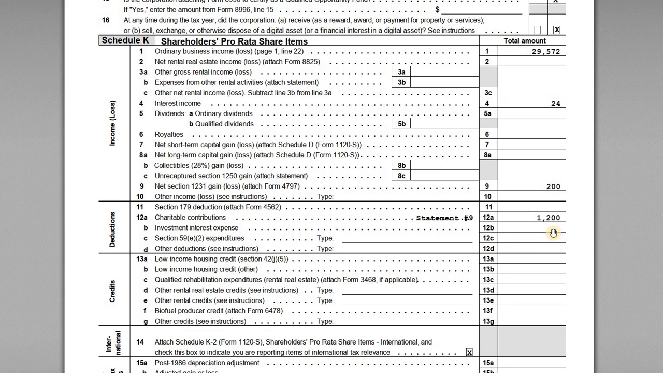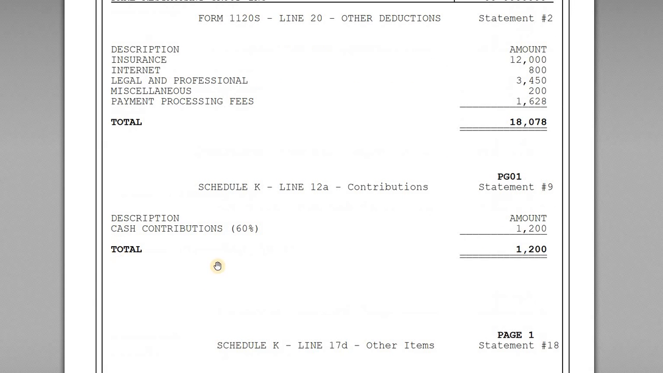And we've attached a statement 9 indicating that it's a 60% charitable contribution. So what does that mean? Let me go to the supporting statements here. So statement 9, cash contribution 60%. So they made a $1,200 donation to a public charity, so a 501c3 organization.